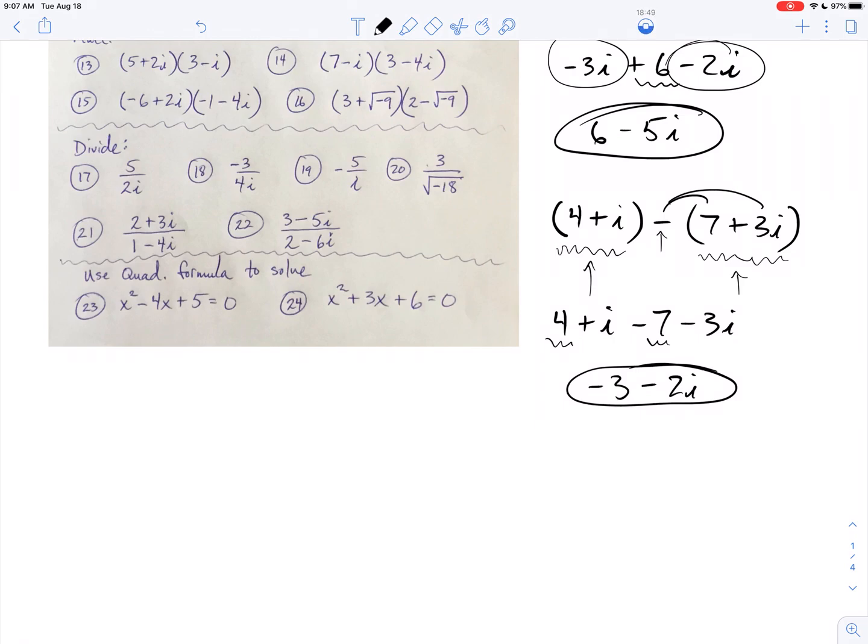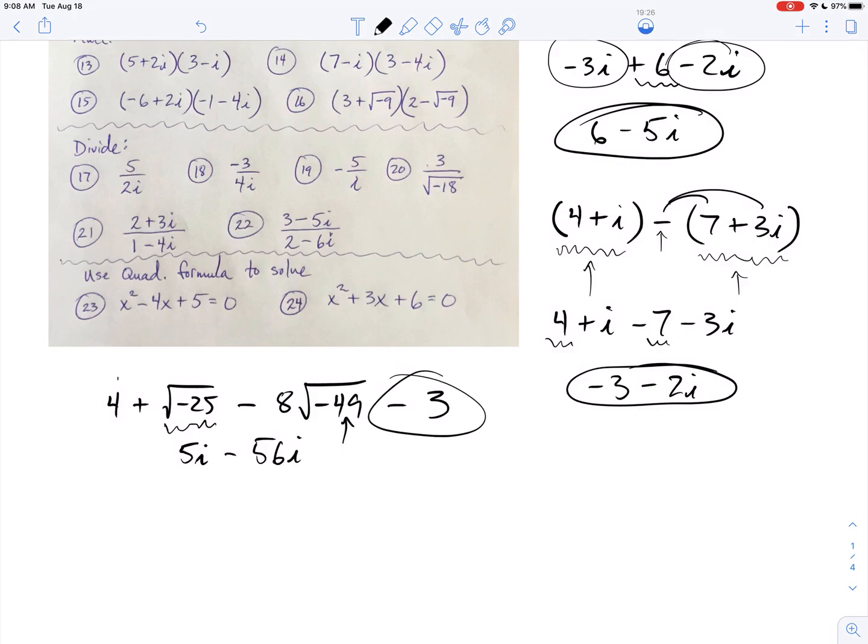Now, what if they start me out with something that needs to be cleaned up a little bit? Well, because they'll do this to me sometimes. Maybe they'll go 4 plus the square root of negative 25 minus 8 times the square root of negative 49 minus 3, something like that. Well, I would say, hey, I got to clean this up first. Square root of negative 25 is 5i. The square root of this is 7i, but I got an 8 outside, so I go 8 times 7, well, that's negative 56i.